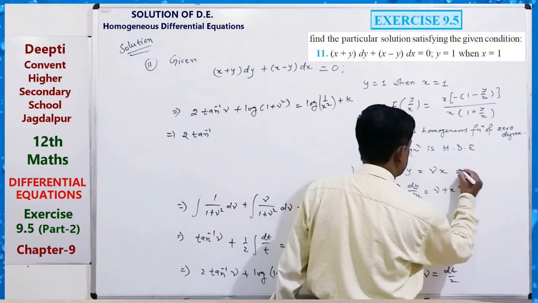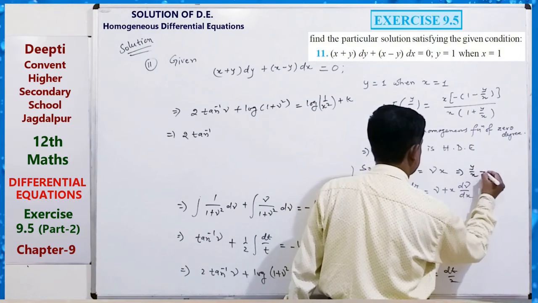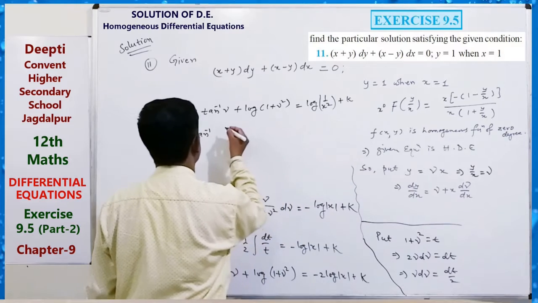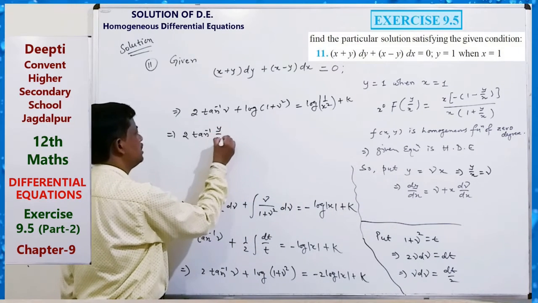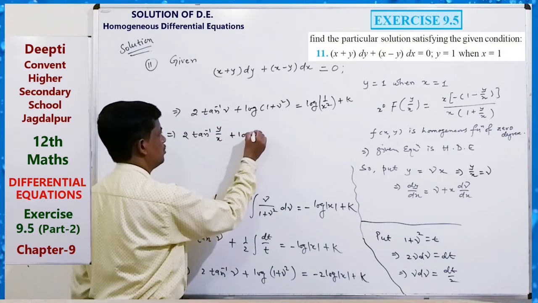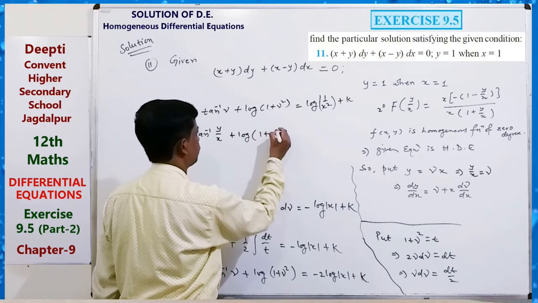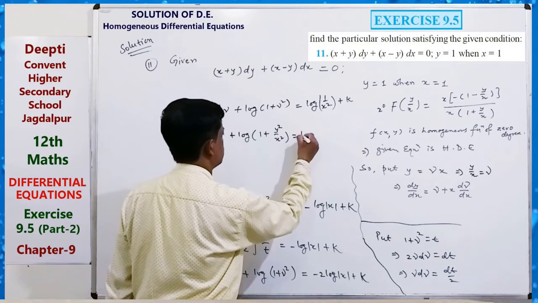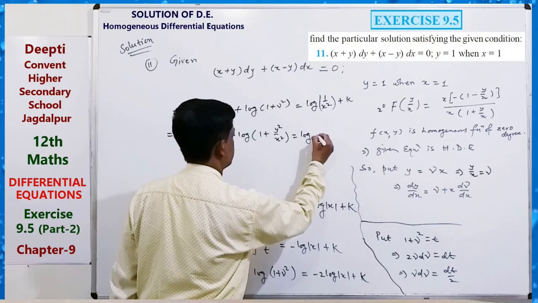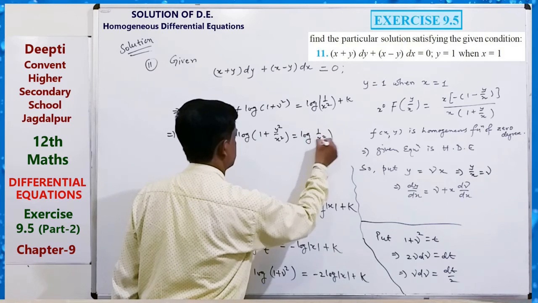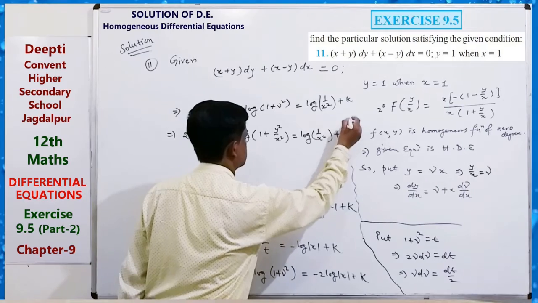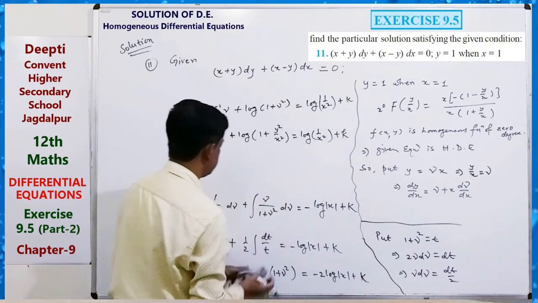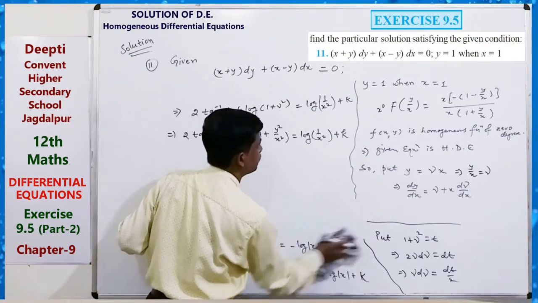Implies 2 tan inverse v equals to y by x. So y by x, tan inverse y by x plus log 1 plus y square upon x square equals to log of 1 upon x square plus constant k. Clear? Now solve it.